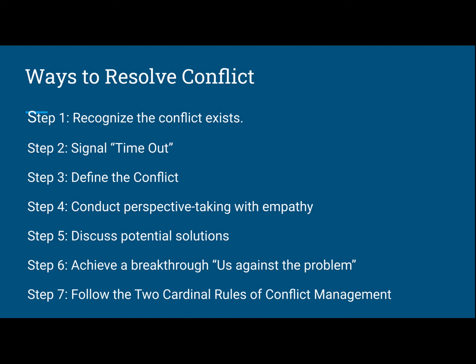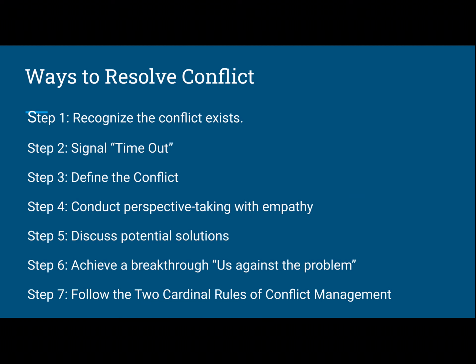And here are some ways to resolve conflict. So, first, you got to admit there's a problem. You got to recognize that the conflict does exist. Once you recognize that it exists, you've got to signal a timeout. So, okay, this is the issue. Let's take a timeout from it. We've got to do something about it. Step 3 is then define the conflict. So, how would we define what the real problem is?